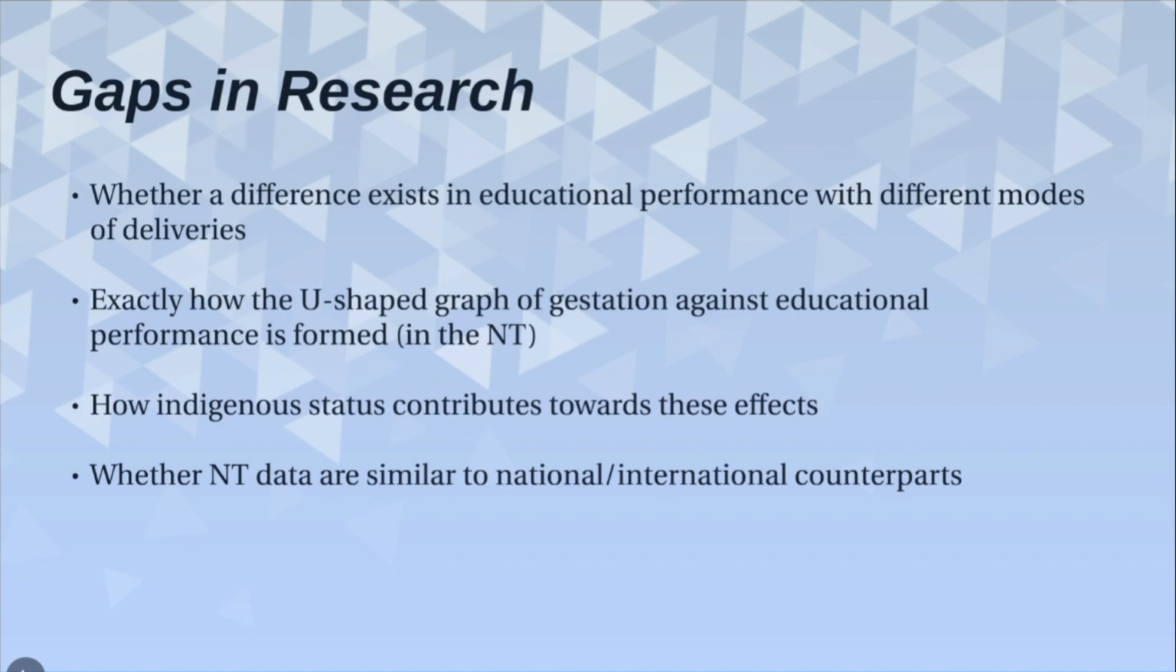So I hope that by now you can see some of the gaps that are present in the current literature, and these include whether there is in fact a difference in the educational performance with different modes of deliveries, exactly how the U-shaped graph of gestational age against educational performance is formed in different populations, including the NT, how Indigenous status contributes towards the effects, and whether NT data are similar to national and international counterparts.